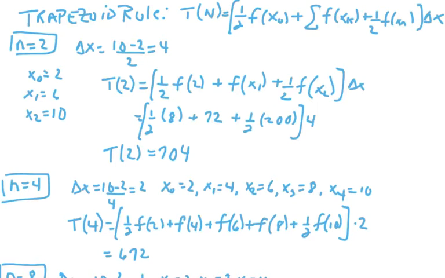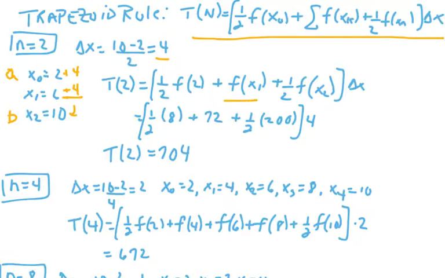So with the trapezoid rule, we know the formula is here. And again, you start off by always computing your delta x. For n equals 2 trapezoids, we're going to compute where you start. You start at a, and you end at b, and then you just add delta x to a. So 2 plus 4 is 6, and then 6 plus 4 is 10.